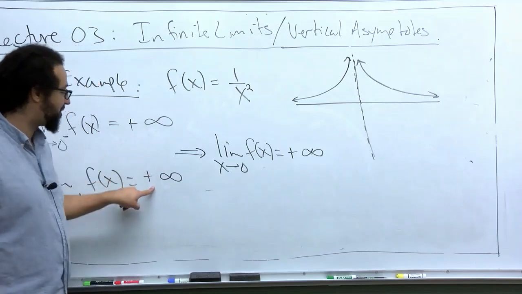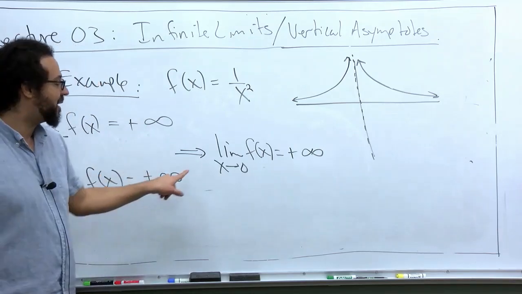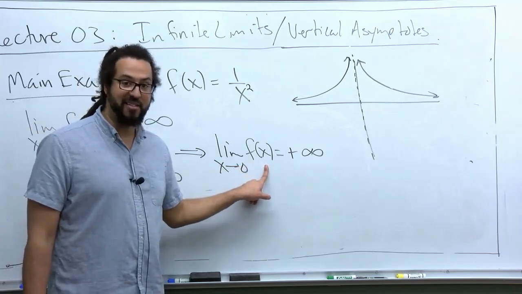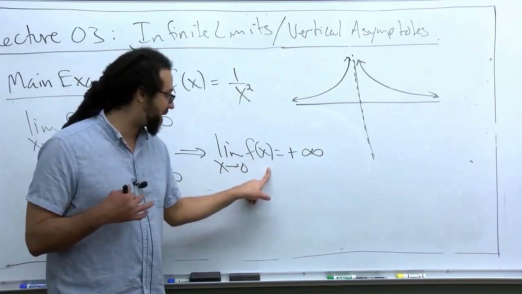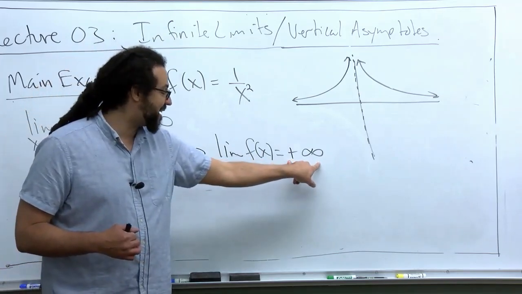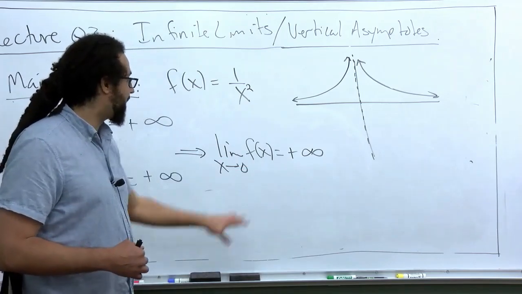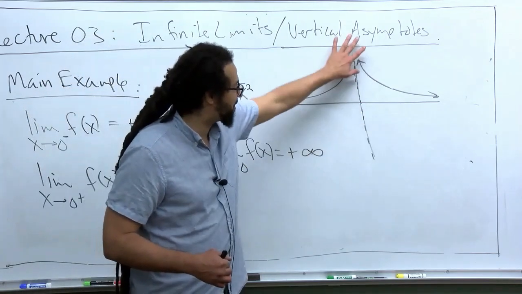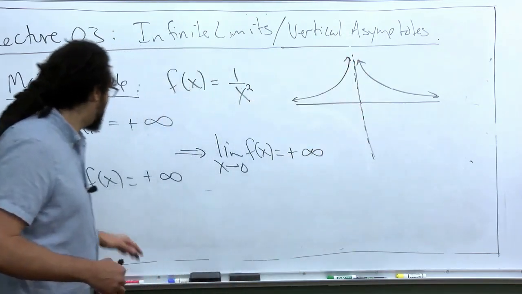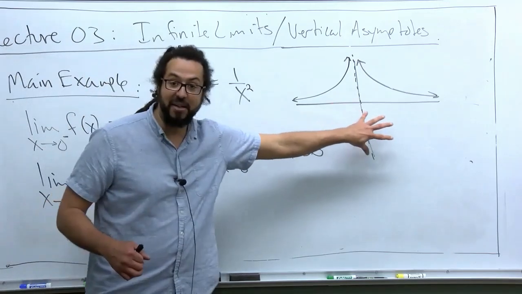Because these two things are the same, right? Both one-sided limits are equal. That means the two-sided limit exists, even if it's infinite in our case. The two-sided limit exists, and we say that the limit in this case is positive infinity. And again, we've got a vertical asymptote at x equals 0. We only needed to check one of these to ascertain that we do in fact have a vertical asymptote.